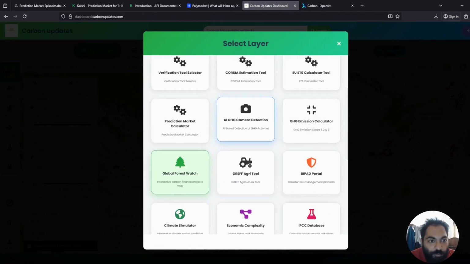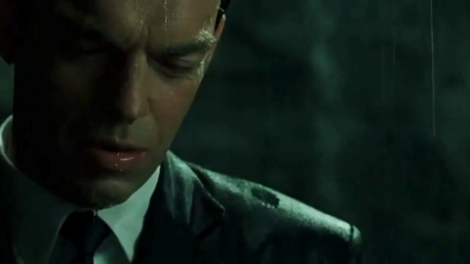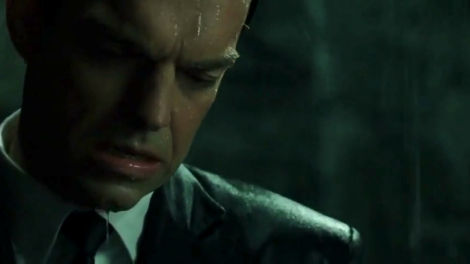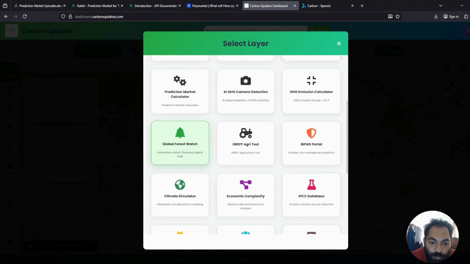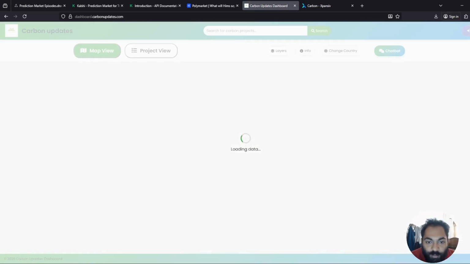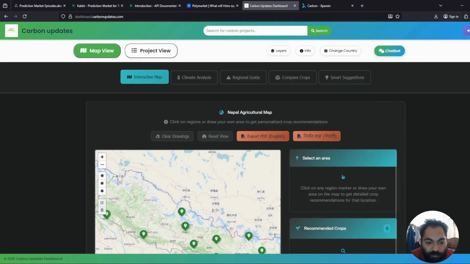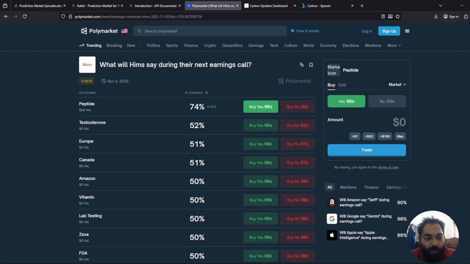So yeah, go to carbonupdates.com. You can utilize the prediction market calculator. You can use the EU ETS calculator. You can use the CORSIA estimation tool. There's a bunch of stuff. We have the Agri tool that we made for people in Nepal, where they can just go to a map and draw stuff and figure out how to do that. That's for another time.